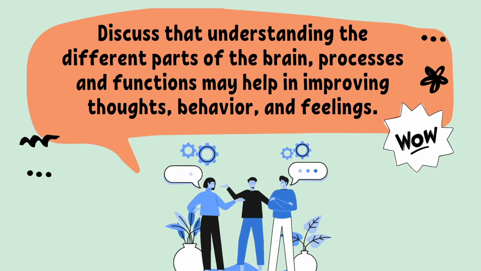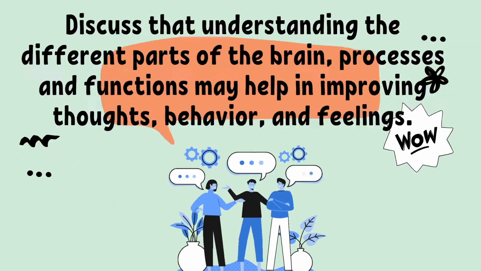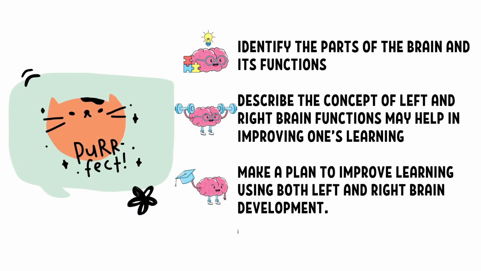At the end of this self-learning module, you will be able to discuss that understanding the different parts of the brain, processes, and function may help in improving our thoughts, behavior, and feelings. Especially, learners should be able to first, identify the parts of the brain and its function. Second, describe the concept of the left and right brain functions that may help in improving one's learning. And lastly, make a plan to improve learning using both left and right brain development.